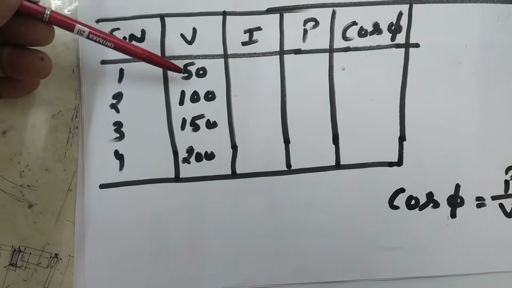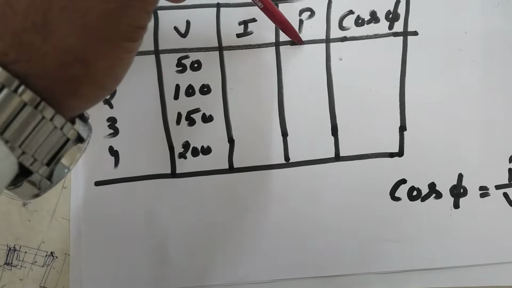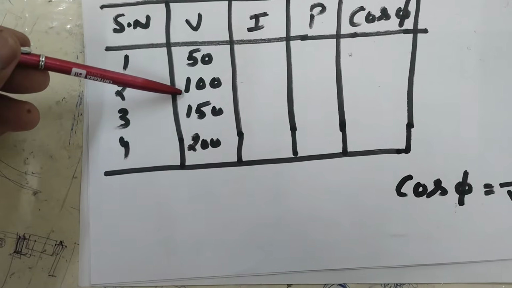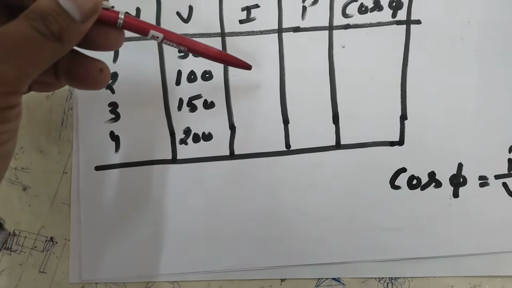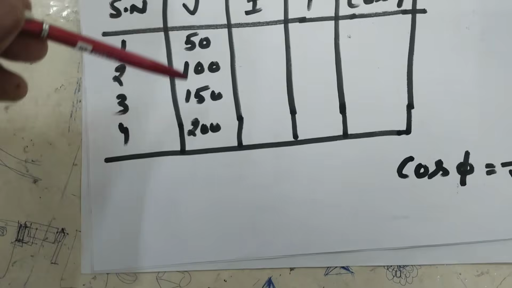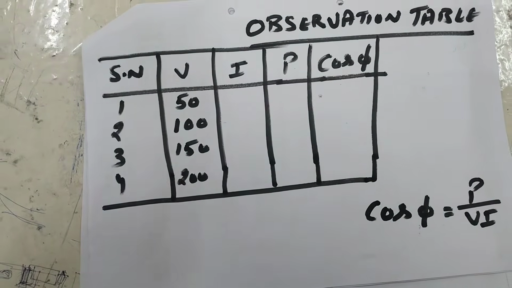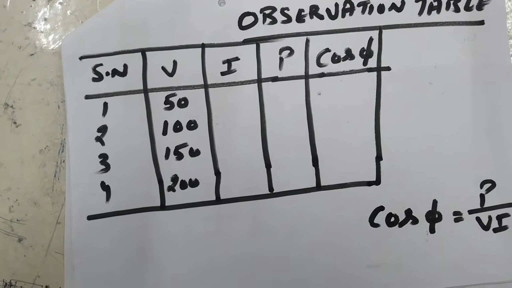After that, corresponding to 50 volt, we note down the reading of current and the reading of power from the wattmeter. And corresponding to 100 volt from the voltmeter, we note down the corresponding current and the power. After noting down these values, we will find out the power factor of the circuit. So now I move to the designing part.